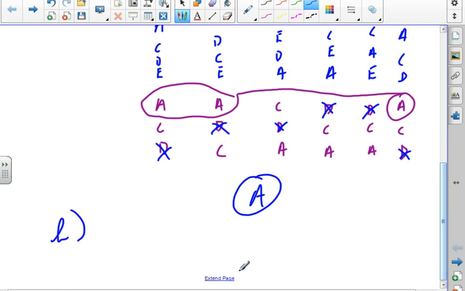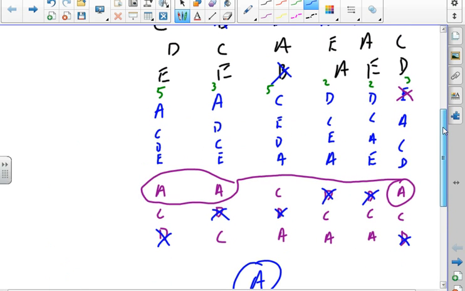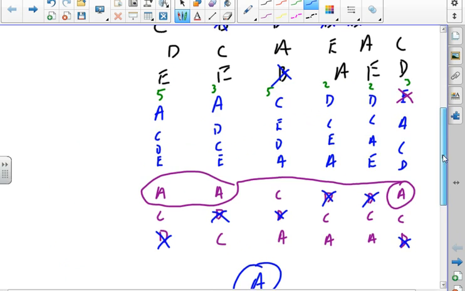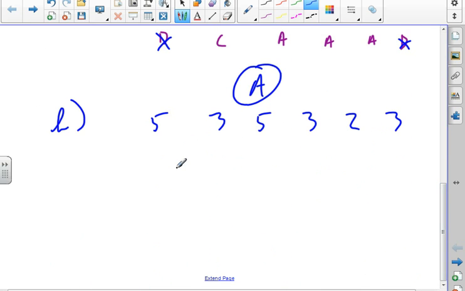Be better if I was using a spreadsheet, right? Okay, 5, 3, 5, 3, 2, 3. I think I wrote it down wrong, didn't I? Yeah, I got a 2 there instead of a 3. All right, so I'm going to do this without C.